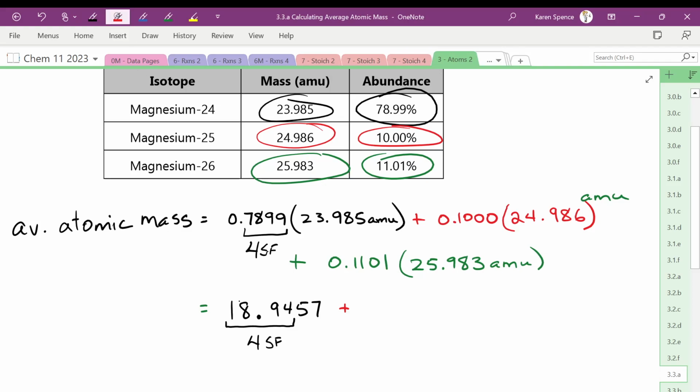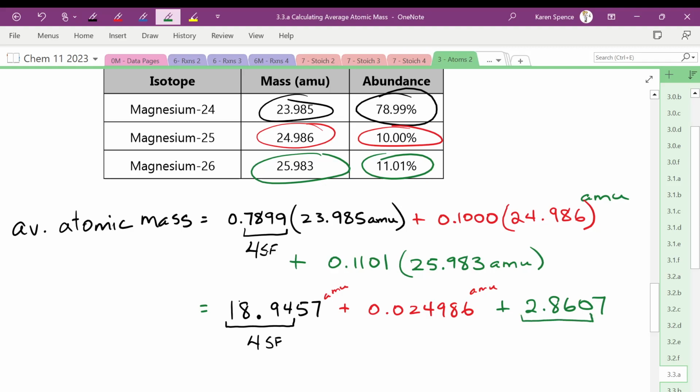This one has actually, I don't even need a calculator to do this. This is 0.024986. Oops, AMU. And finally, we have 0.1101 times 25.983 equals 2.8607. And again, we have 4 sig figs, 1, 2, 3, 4.